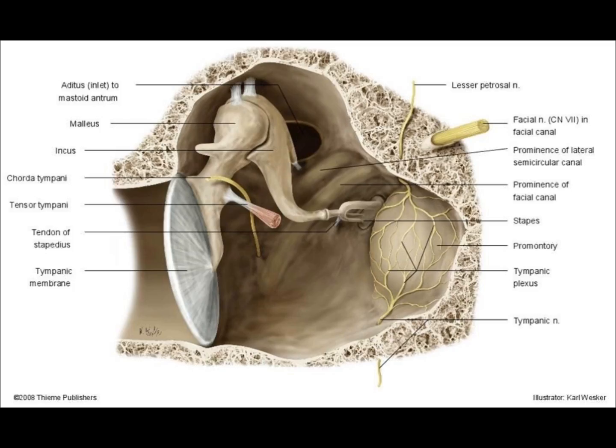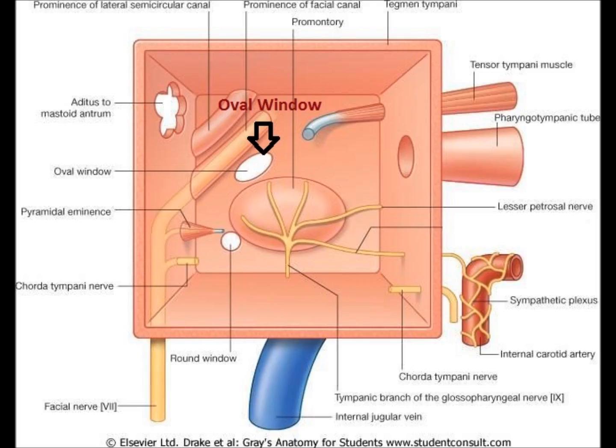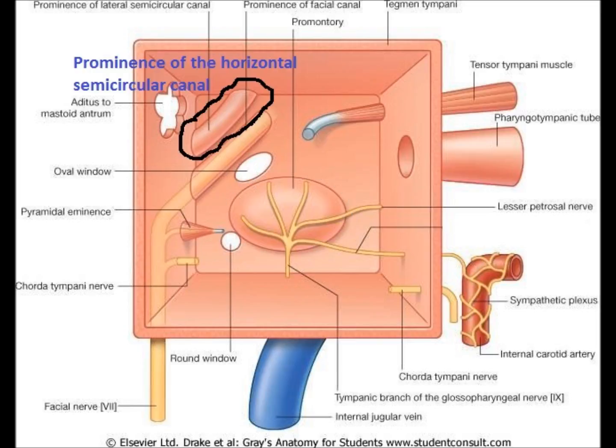The middle ear has 6 walls, which we commonly visualize as a cube. Each wall has important features. The lateral wall is formed by the tympanic membrane and the squamous portion of the temporal bone. On the medial wall reside the oval window and round window, the promontory of the cochlea, and the prominence of the horizontal semicircular canal.